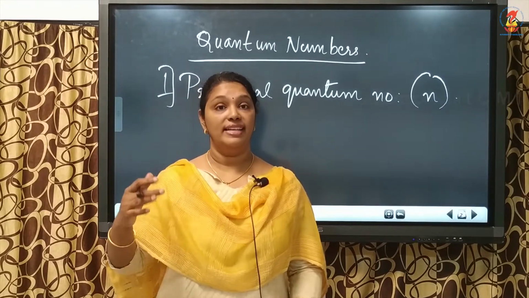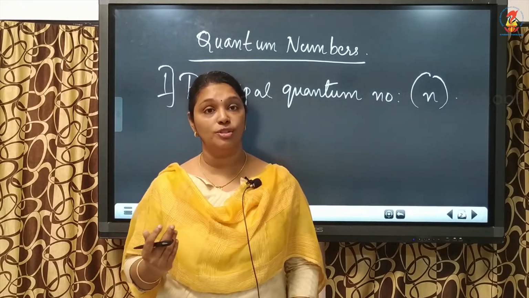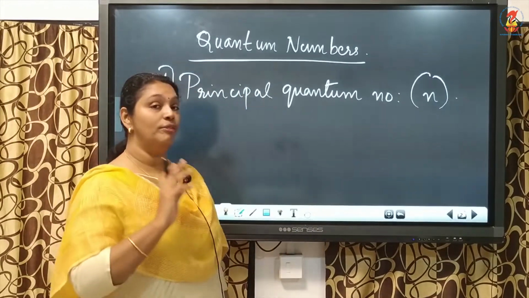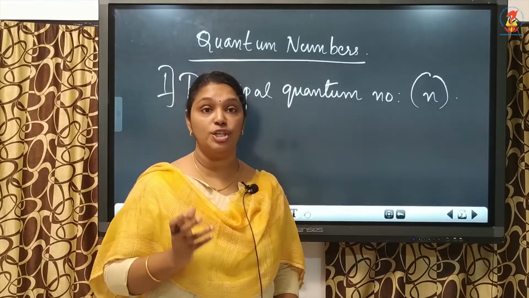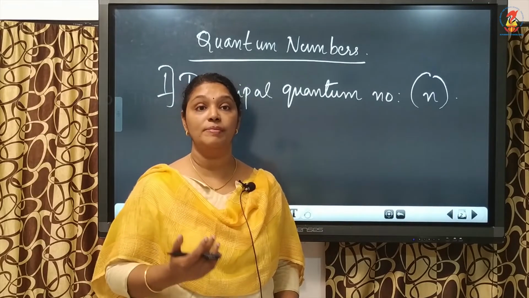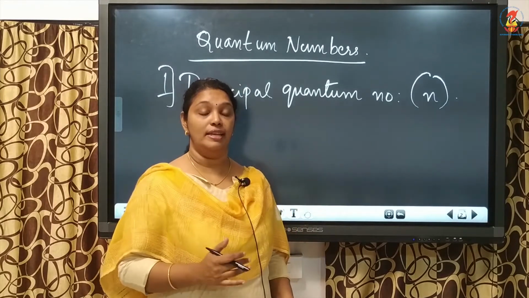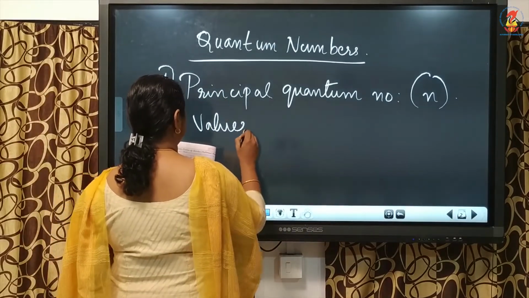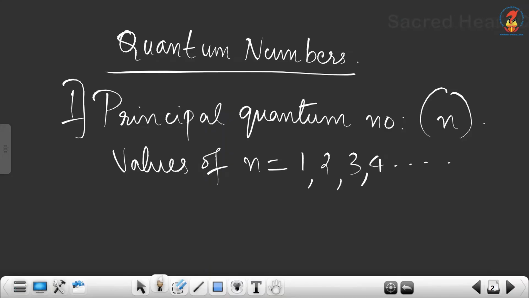Now, we know that as the n value increases, the size and energy of orbitals also increase. So, the information that we get from the value of n, the principal quantum number, is about the size and energy of the orbitals. This principal quantum number also helps us to identify the main shell in an atom. So, let us see what the values of n are. The values of n are 1, 2, 3, 4, etc.